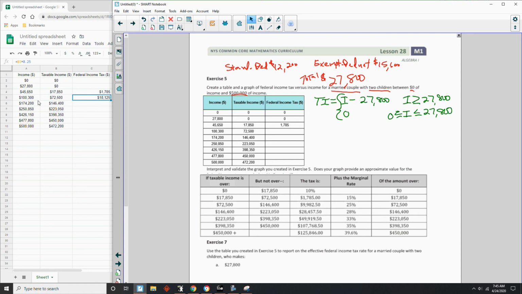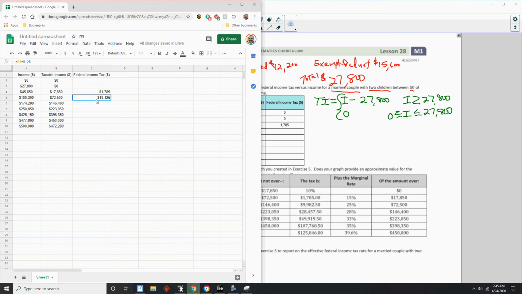Oh, their taxable income is 100,000. Or their income is 100,300. Taxable income is 72,500. If taxable income is over 72,500, so what did I put here? B5 times 25%. That's not right. So I'm just trying to calculate this 25% of what? Is it A5? No. Okay, let's just use the table here.